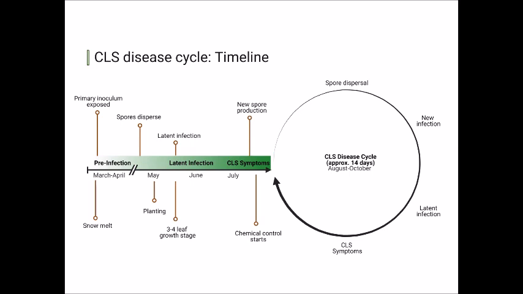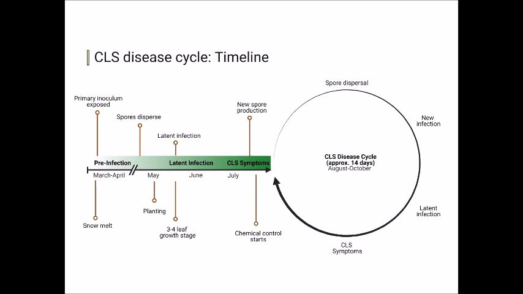And typically we see this at the 3 to 4 leaf growth stages. Before that, we don't detect any latent infection. Then sometime between latent infection and identifying first spots in the field, there's a whole black box that we don't quite understand. Once symptoms develop, we have new spores, and new spores then kick off this cycle of approximately 14 days with spores dispersing, new infection occurring, latent infection, more symptoms, more spores, and the cycle goes on until we harvest beets.